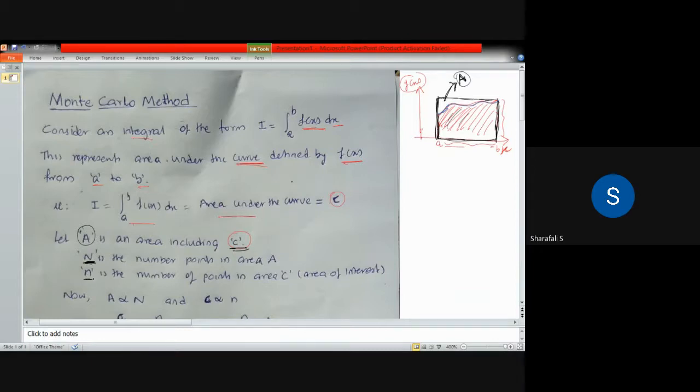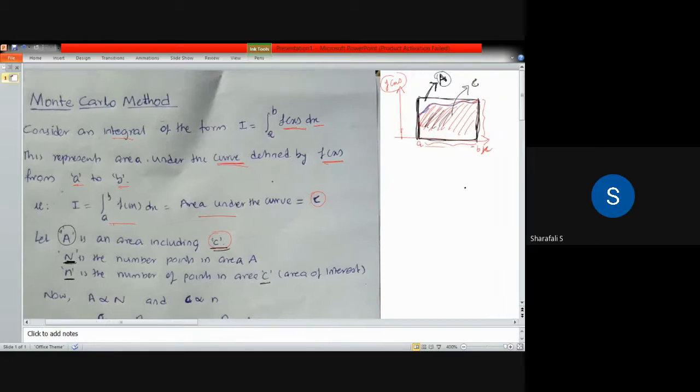And small n represents the number of points in area C, which is the area under the curve. This is your area C. That is nothing but the area under the curve, and the area under the curve has a number of points equal to small n. And here we have a number of points equal to capital N. So this capital N contains this n also. This n plus something will give you capital N.